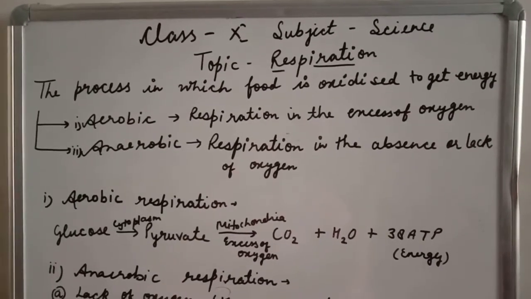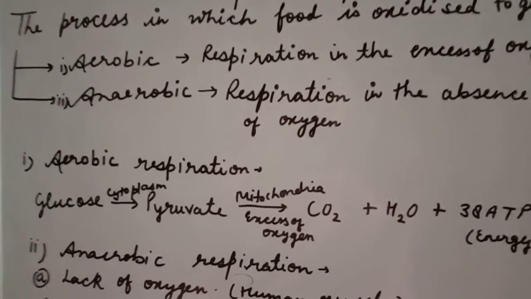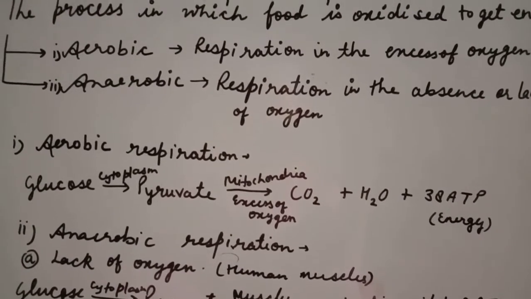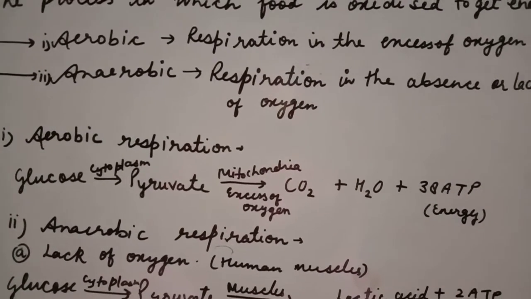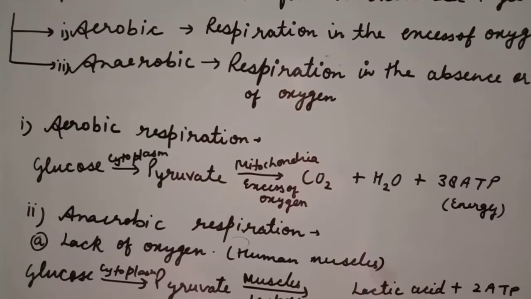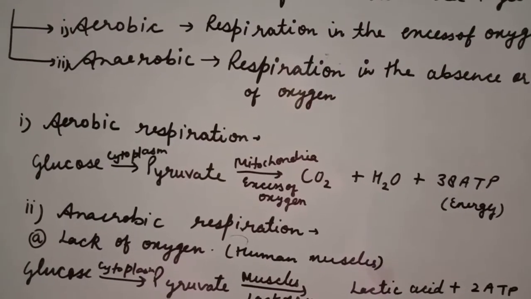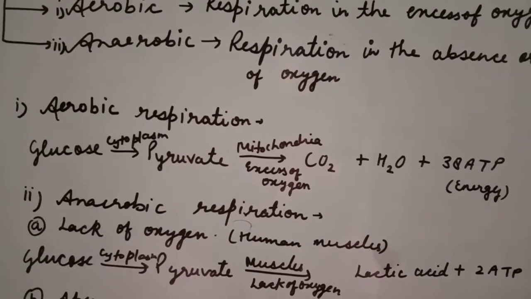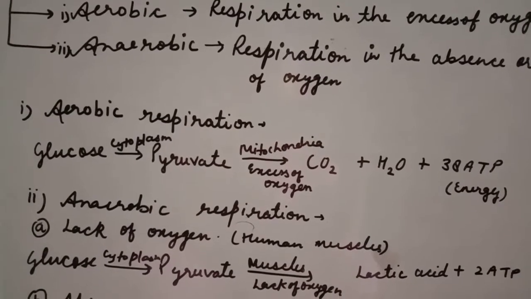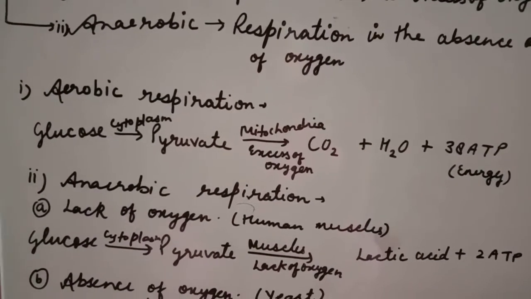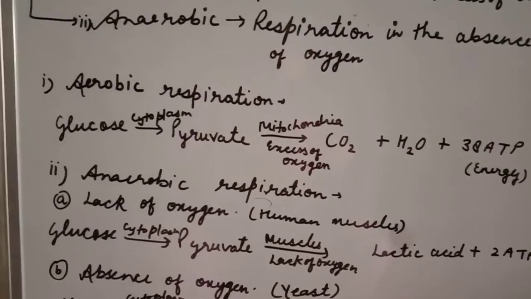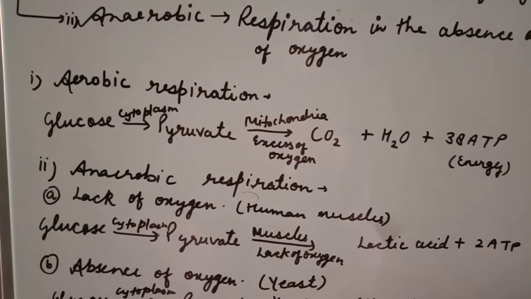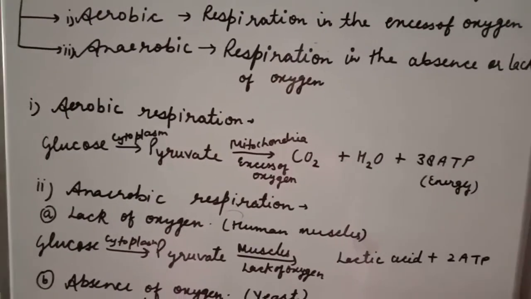Now we will see the equation of aerobic respiration. Now in our body, the food is present in the form of glucose that has been absorbed into our bloodstream, and that glucose in our cytoplasm gets converted into pyruvate. Glucose is a carbon compound having 6 carbon atoms, whereas pyruvate has 3 carbon atoms. Now in cytoplasm, this process takes place, and this process is known as glycolysis, conversion of glucose into pyruvate.